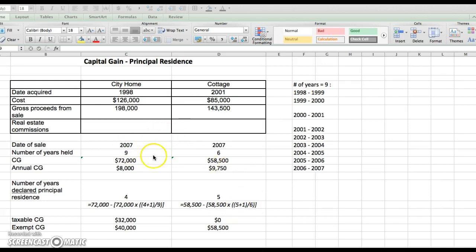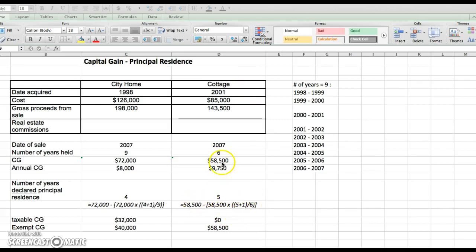So we've got 9 years to work with. It's the total number of years that we're looking at. So we want to use as few as possible of those years in each calculation of the capital gain exemption. So if I take 5 of those 9 years and apply them on the cottage, plus 1, I'm in effect eliminating 100% of this taxable capital gain.